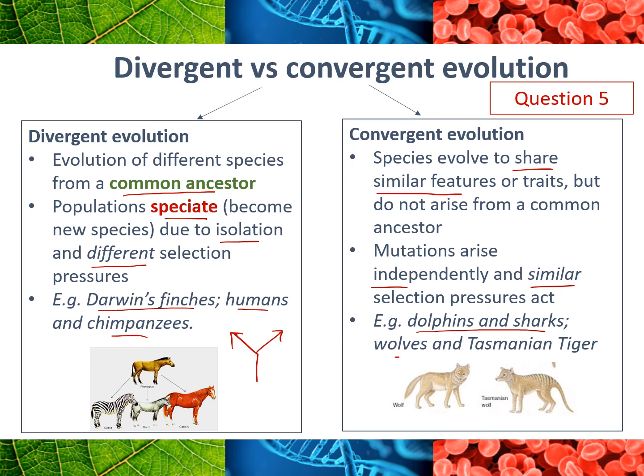Another one is wolves and the Tasmanian tiger. Wolves are obviously mammals. The Tasmanian tiger was a marsupial before it became extinct, but they look quite similar, with very different histories. So just jump in and have a go at question 5.